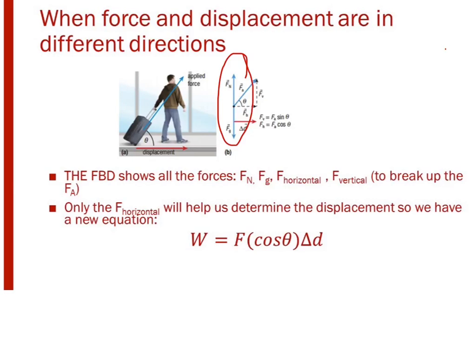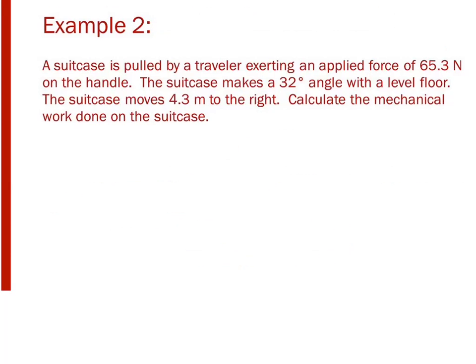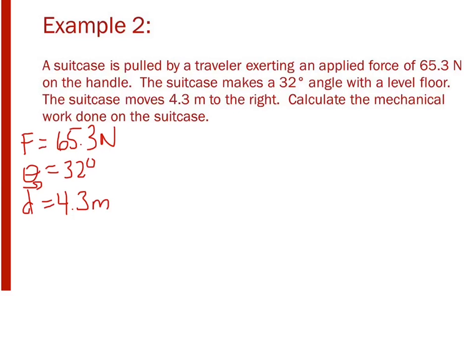So when we do that, we're going to use this equation. And you're going to know you're going to use that equation because you're going to be given an angle. And so we're going to have to use a cosine. Example. So we have a suitcase being pulled by a traveler and it's exerting an applied force of 65.3 newtons. So let's write down what we know. And it makes an angle of 32 degrees with a level floor. And it moves 4.3 meters to the right. Calculate the mechanical work done.